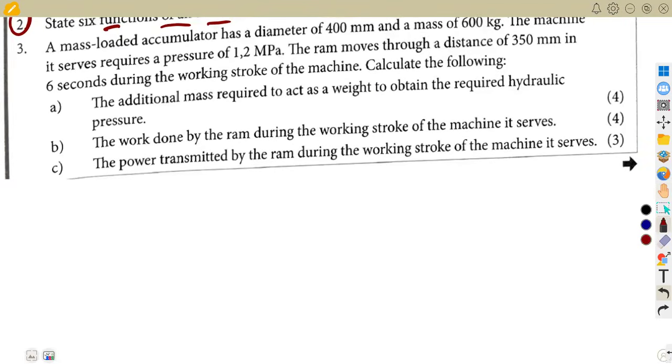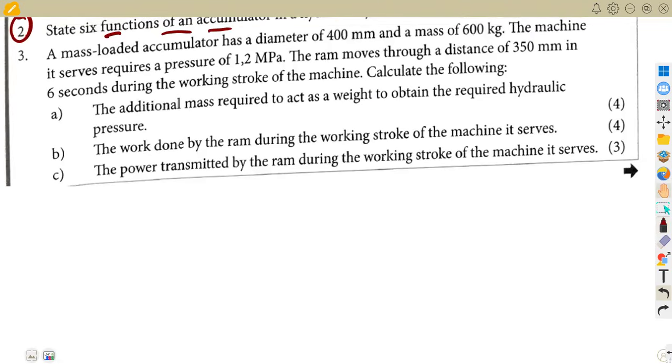This is the major question that you might be given when working with hydraulic accumulators. We have talked about this type of question before, but now it can make sense after we have talked about the formulas and how to connect your formulas. We are given that it's a mass-loaded accumulator. Take note, it's a mass-loaded accumulator, and it has a diameter of 400 millimeters and a mass of. So this information is taken from the RAM.